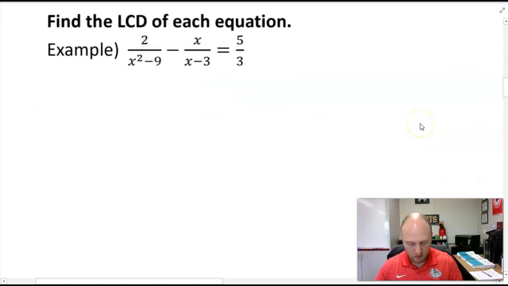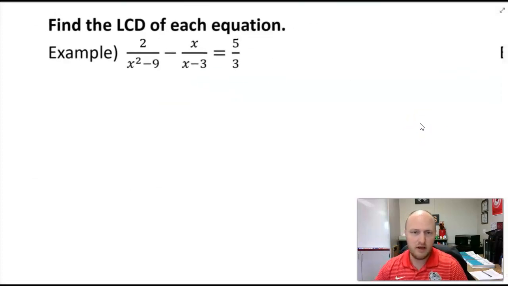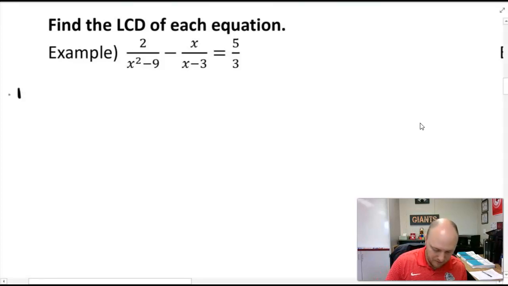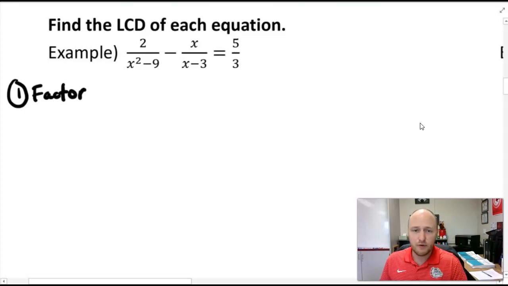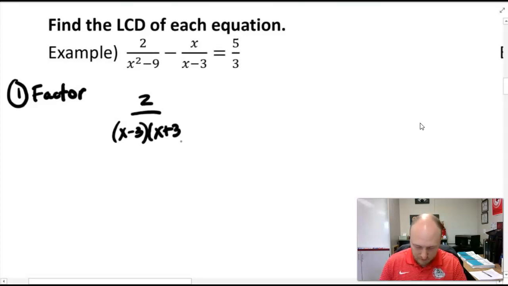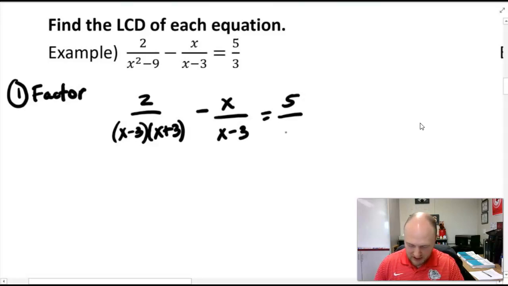Here is example number 1. We have 2 over (x squared minus 9) minus x over (x minus 3) equals 5 thirds. Step number 1 is to completely factor your denominators. Notice the first expression, 2 over (x squared minus 9), can be rewritten as 2 over (x minus 3)(x plus 3), where that is a difference of two squares. The examples we're going to look at in this unit are mostly simple, very straightforward factorizations.